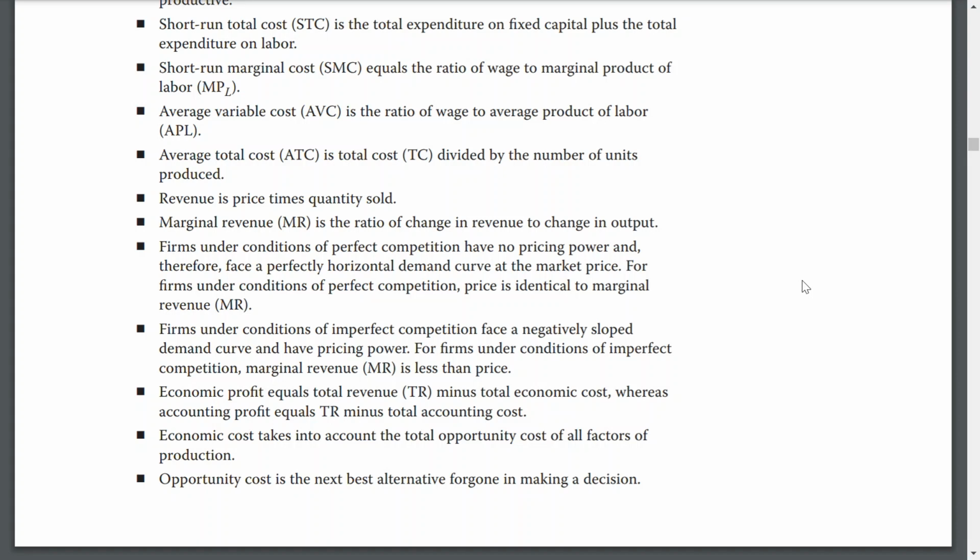Revenue is the price times quantity sold. Marginal revenue, MR, is the ratio of the change in revenue to the change in output, delta revenue over delta output.